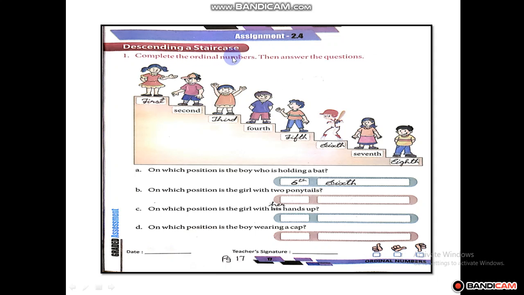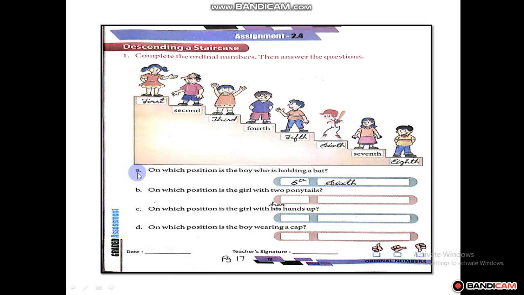Complete the ordinal numbers. Then answer the question. First you have to complete these ordinal numbers. I have done it for you. This is first, second, third, fourth, fifth, sixth, 7th and 8th. Write the correct spelling, children. If you don't know, you can learn it and then write.